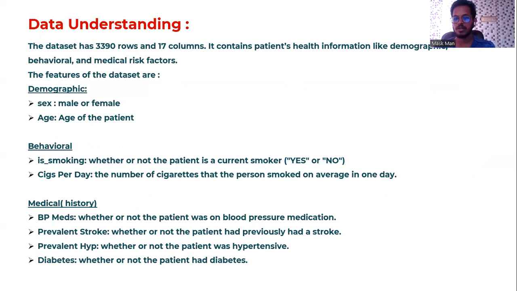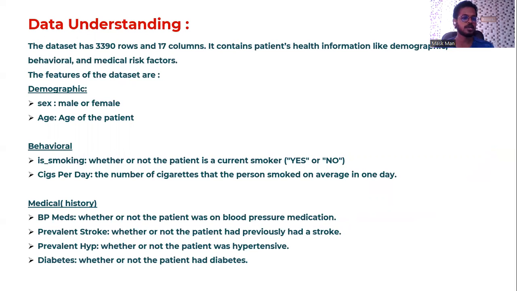The first stage is data understanding. Here we understand the data after importing several libraries like pandas, numpy, and matplotlib for visualizations. We first read the data, and after reading the data we can see that there are 3,390 rows with 17 columns. It contains patients' health information like demographic, behavior, and medical risk factors.